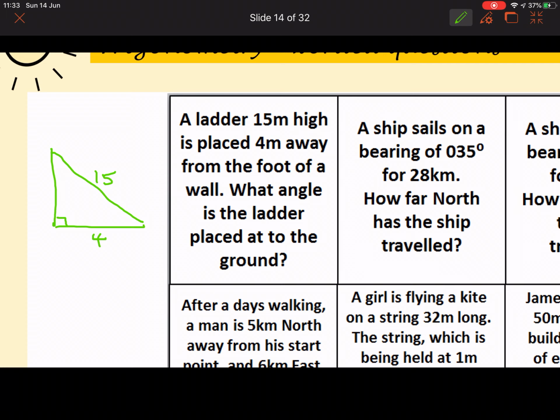What angle is the ladder placed at to the ground? So we want the angle between the ladder and the ground. That's this angle here, and that's what we're trying to find. So all I want you to do is draw those diagrams out. Make sure you've got the information of any sides, where the right angle is and where the angle is.